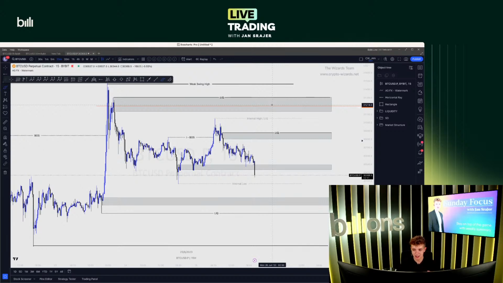Once again, just want to keep this clear. I'm not going to be entering immediately on these levels. What I have to see is a confirmation. So I will be looking at the order flow and checking if I have my entry confirmation printed on the chart before taking any setup.